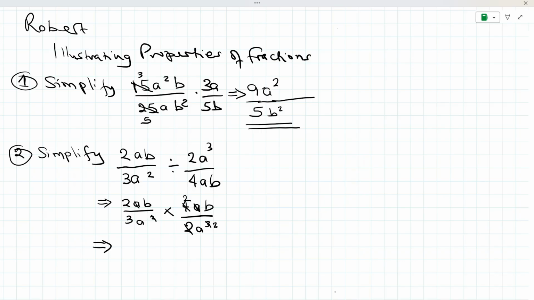So here we have 2b multiplied by 2b will give us 4b squared. And this is all divided by 3a multiplied by a squared, which will be 3a cubed. And that will be our final answer.